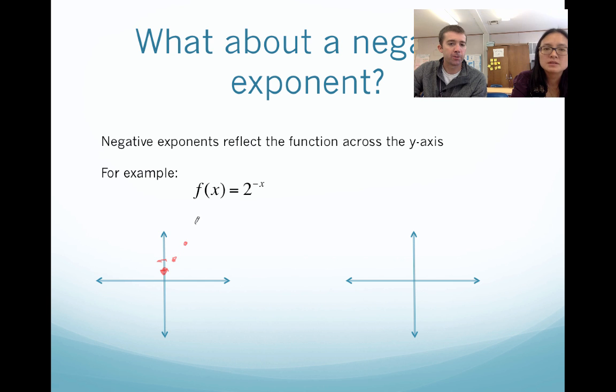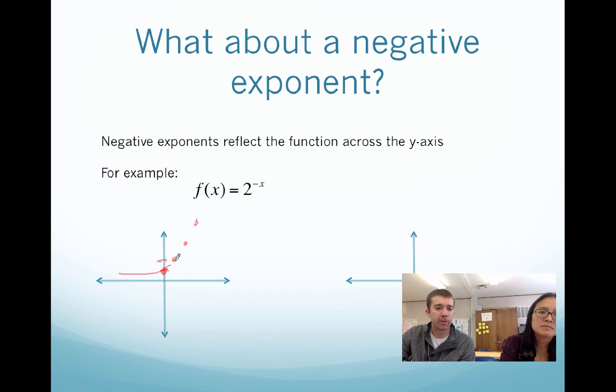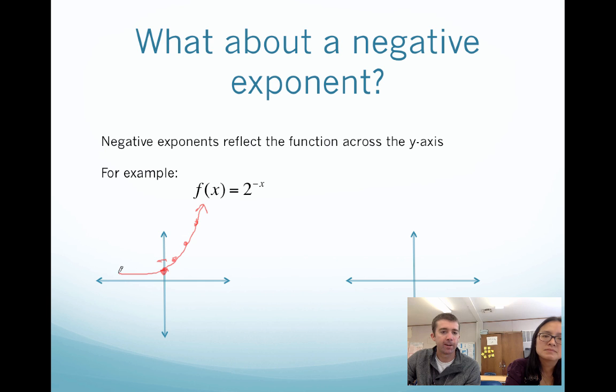To the first, doubling, 2 squared, all the way up here. So it would just look like this, all right? So here's f of x equals 2 to the x. Right. So now I'm going to make it f of x equals 2 to the negative x.